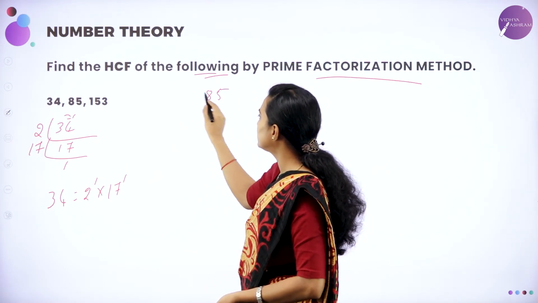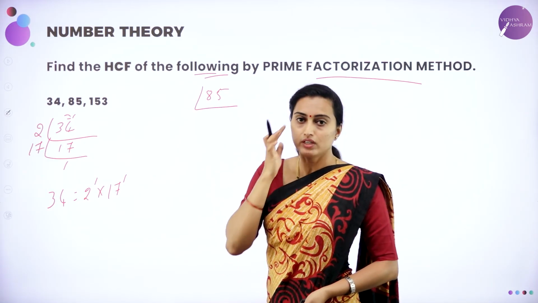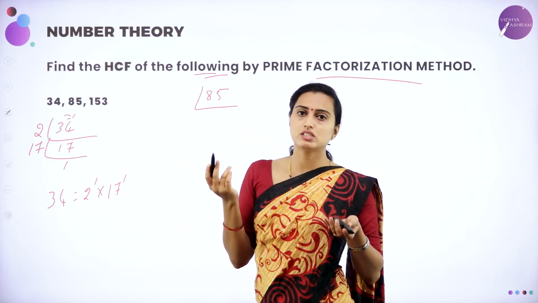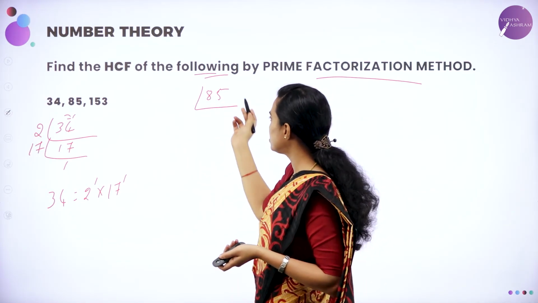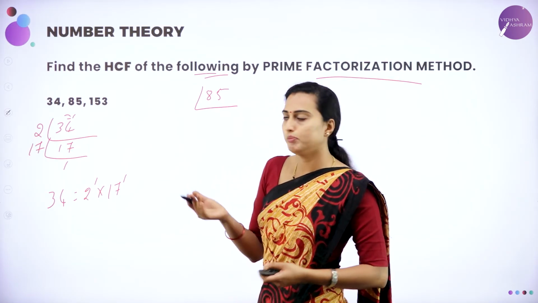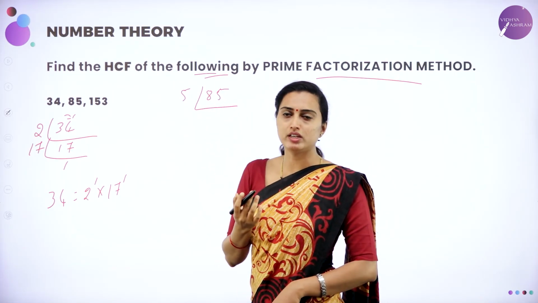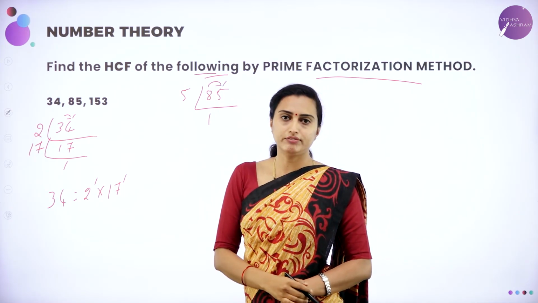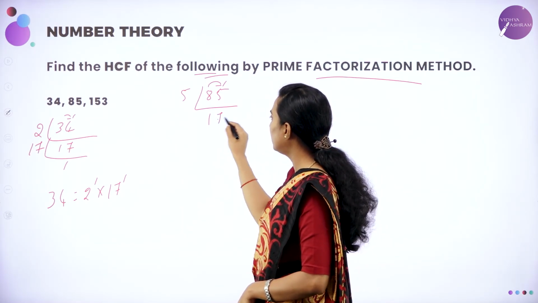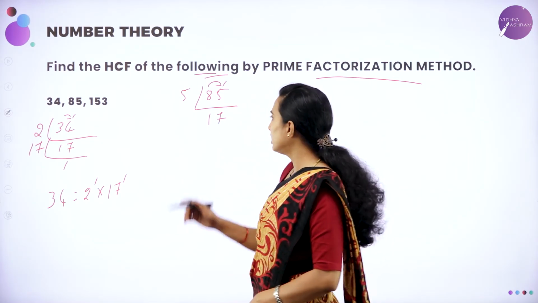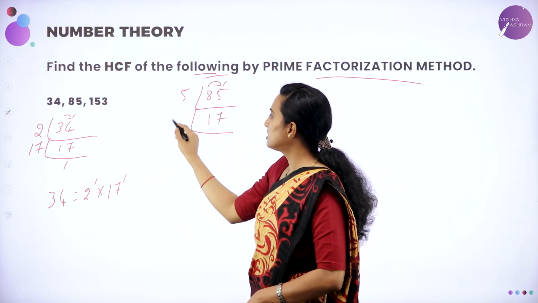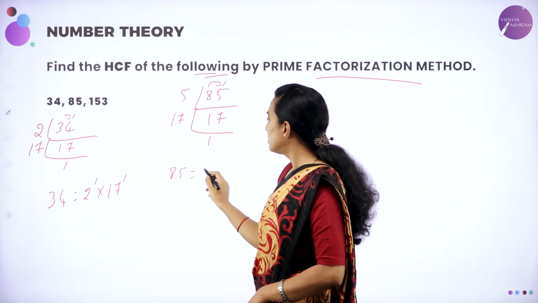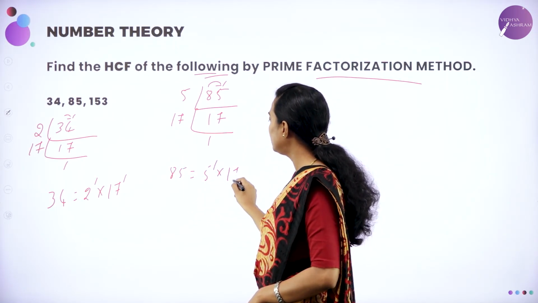Next you are going to have 85. 85 is divisible by either 3 or 5. Let me try with 3. 3 twos are 6, 3 threes are 9. It cannot be, because 25 cannot be divided by 3. Let me try with 5. Ending with 5 is always divisible by 5, you can choose it. 5 ones are 5. 5 sevens are 35, isn't it? So next, 17 is a prime number, 17 ones are 17. So 85 can be written as 5 power 1 into 17 power 1.